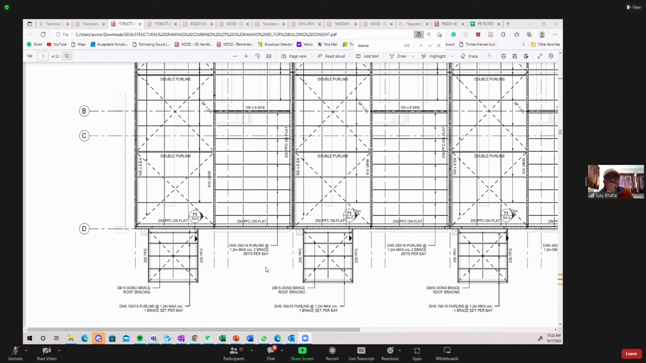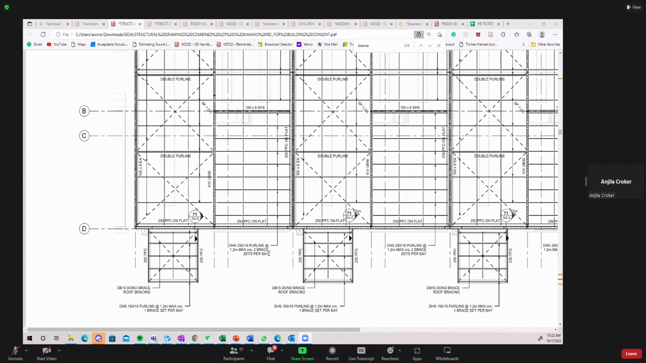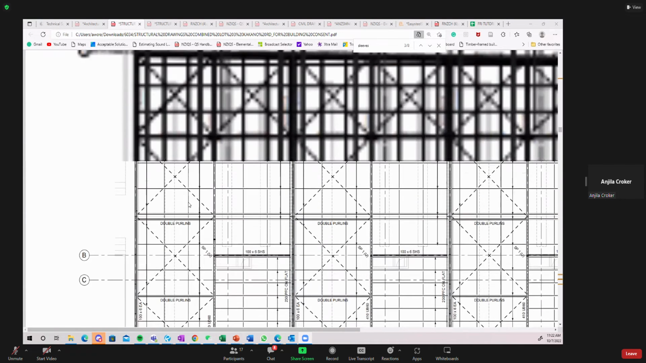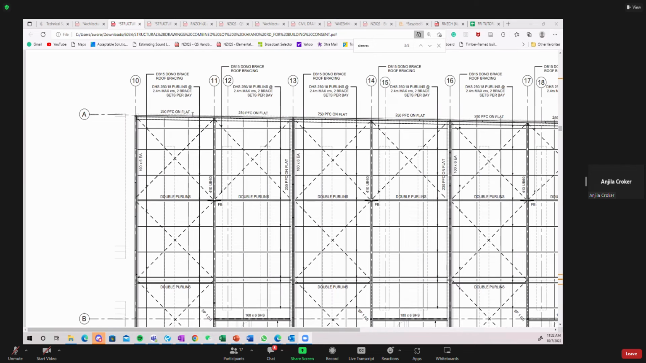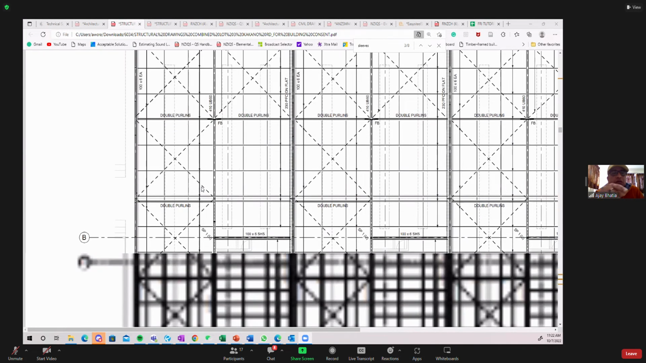See, what is happening is your purlins, it's two brace sets per bay. So how many purlins are going basically? You've got a different number of purlins over here and different over here. Is it 9? Okay. And this one here on top would be different because it's at 2.4 max centers. So you've got 2.4 centers.